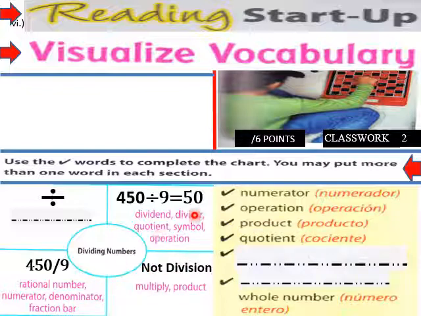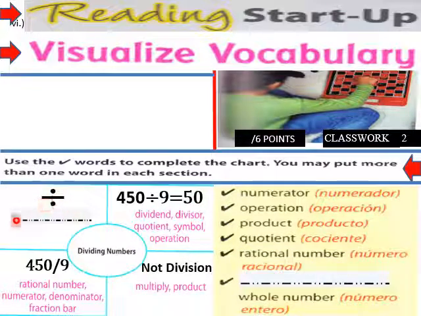And then a quotient, here is a quotient here. This symbol produces a quotient. A rational number, here's a rational number. Here is a rational number here. And then a symbol, this would be a symbol here. It would be a division symbol of an operation. It would be a division.